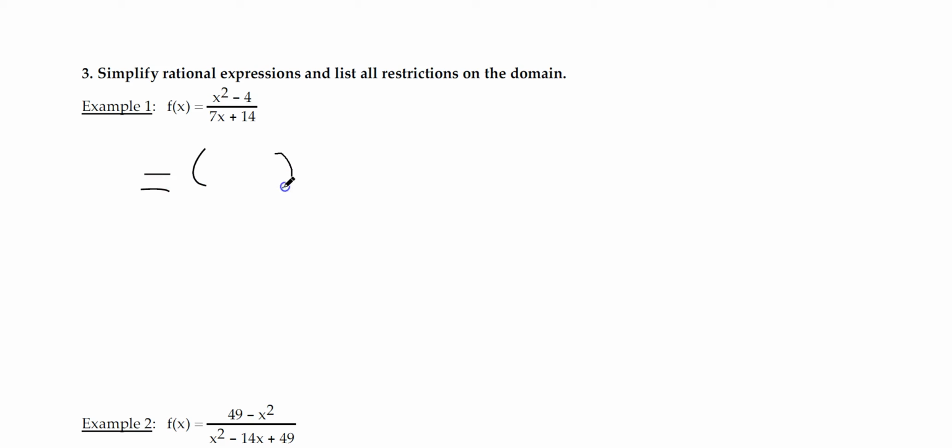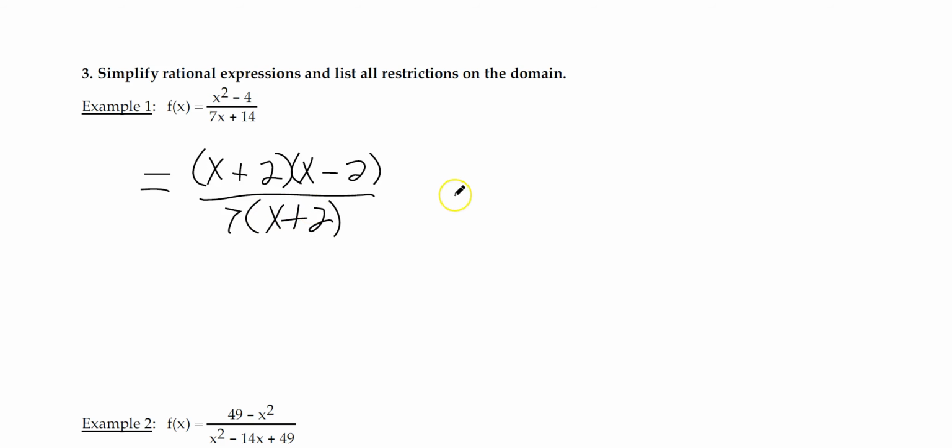The numerator is a difference of squares. So the square root of x squared is x, the square root of 4 is 2, and the difference of squares, they are conjugates, so one plus, one minus. Denominator, we can pull out the 7, leaving us x plus 2. Okay, we can now see x cannot equal negative 2, because negative 2 plus 2 is 0, and dividing by 0 is undefined.